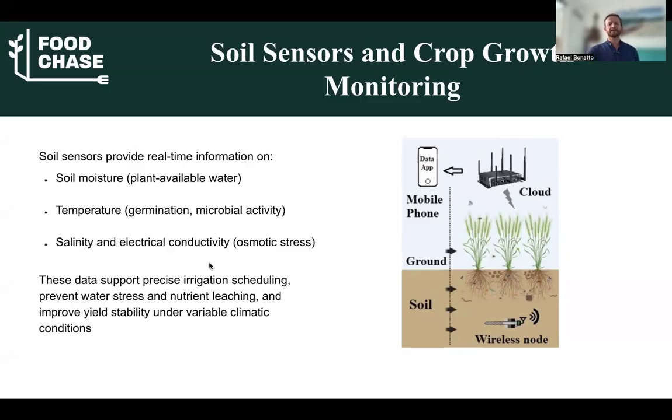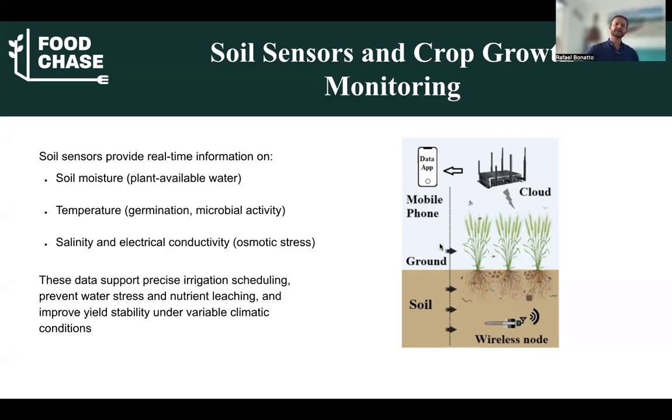And improve yield stability under variable climatic conditions. So important. The figure on the right-hand side is from a paper as well. This is a type of wireless node, a sensor that we normally put in the soil to understand humidity, temperature, maybe salinity, electrical conductivity. It's a wireless one, like the name says.